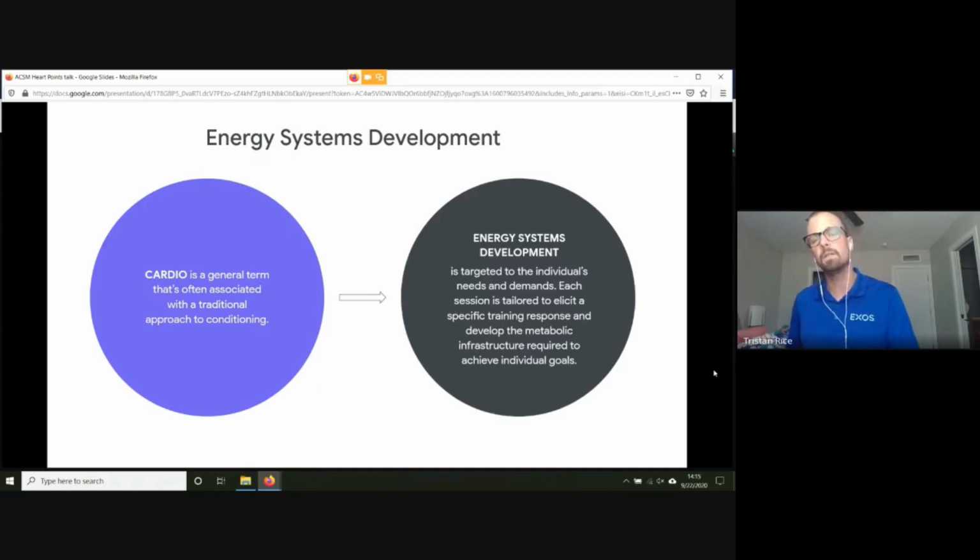And so where we have, on the one hand, just cardio with a dropout rate of 50% at 6 months, on the other hand, we have a system to organize cardiovascular training sessions of various intensities for various durations. And that's really all energy systems development, or ESD, is. ESD is just a system to organize your thoughts.